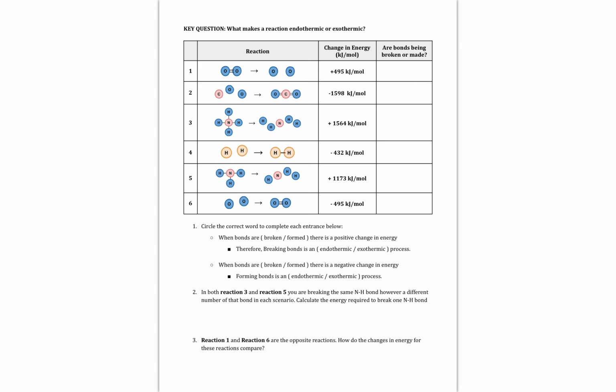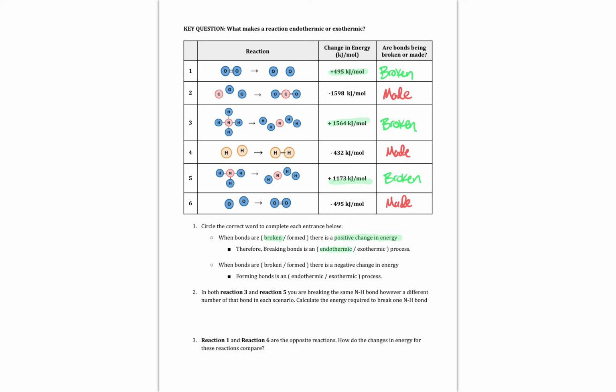But what makes an overall reaction endothermic or exothermic? Well, if we look at these 6 reactions, we see in some cases there are bonds being broken, and in some cases there are bonds being made. So when bonds are broken, which are all of these scenarios, we see that there's a positive change in energy. Therefore, if there's going to be a positive change, the system is absorbing energy. Therefore, breaking bonds must be an endothermic process.